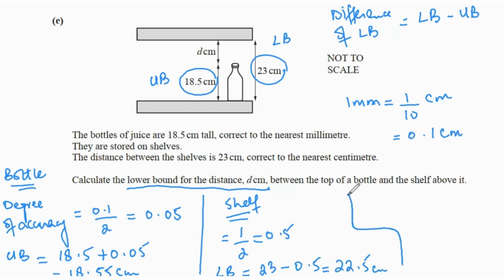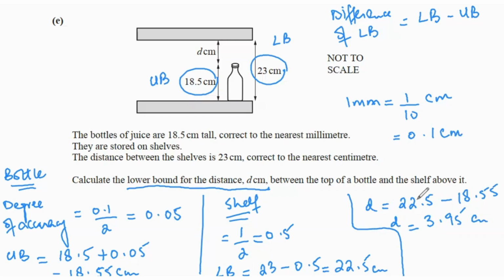So our final value is going to be 22.5 minus 18.55, which is going to give us 3.95 centimeters. This is your lower bound of B.